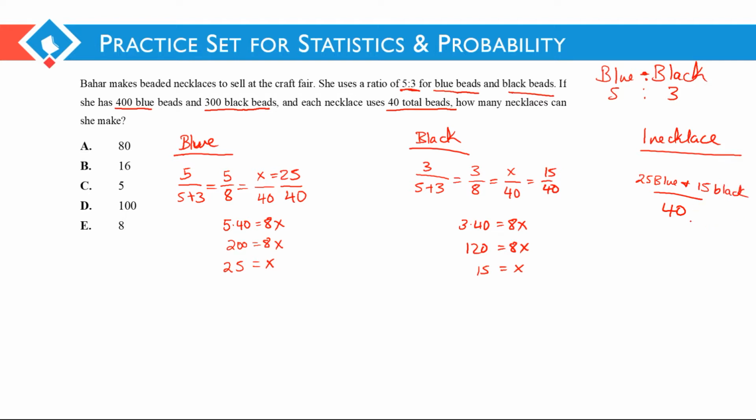So now we just need to figure out what is our limiting quantity, whether it's blue or whether it's black. So we know that we have a total of 400 blue beads. And we have to divide that by the number of blue beads in a necklace. So 25 blue beads per necklace. And that's going to give us 16 necklaces. So we have enough blue beads to make 16 necklaces.